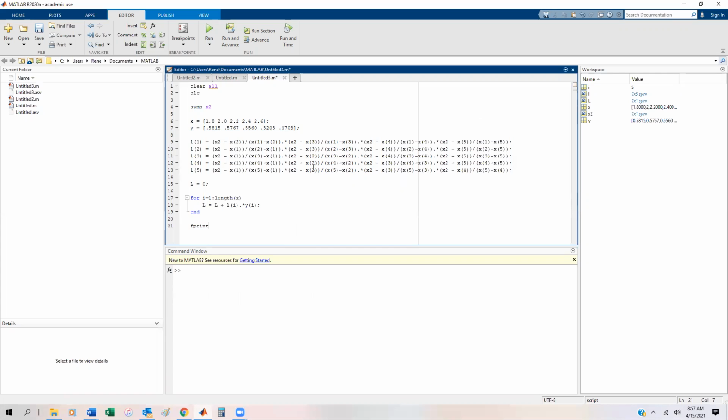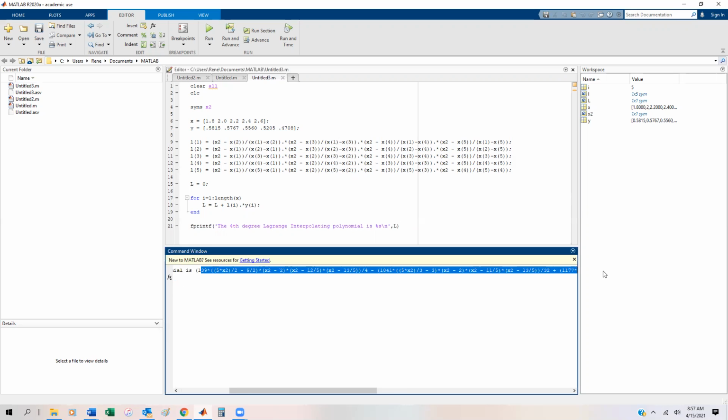So I'm going to do an fprintf. And I'm going to say that the 4th degree Lagrange interpolating polynomial is %s\n. All right, and I'm just going to say L. So let's see what we get out of this. All right, so here it is. Looks like fun, right? So that's our Lagrange interpolating polynomial, and this is the code as to how we get it.